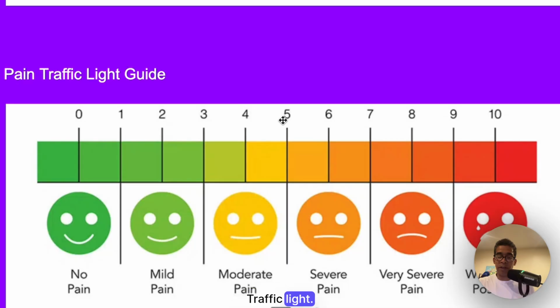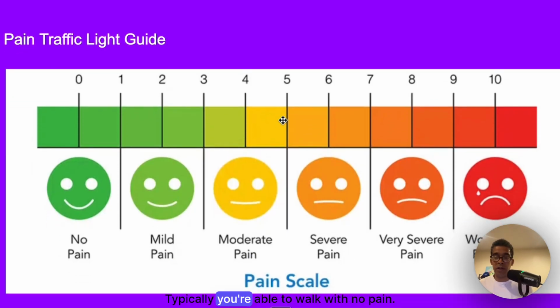And then the pain traffic light: how do you know when it's safe to run? Typically, you're able to walk with no pain. And then when you do a run-walk workout, the pain is very mild, let's say 3 out of 10 or less, and you know it's in the green light. Now, in some cases, some people will have a higher tolerance. It could go up to like 5 out of 10, like a yellow light. Just use caution if your pain goes to the yellow light.